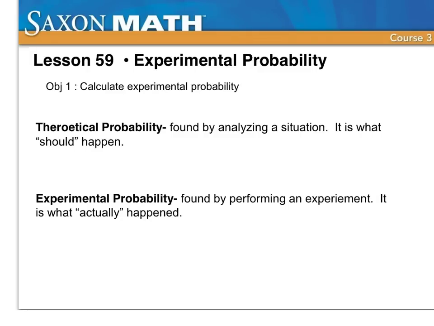This is lesson 59. We're talking about experimental probability. Our objective is right here. We need to get that written down. Now, before we can do this, we need to know the difference between theoretical probability and experimental probability.